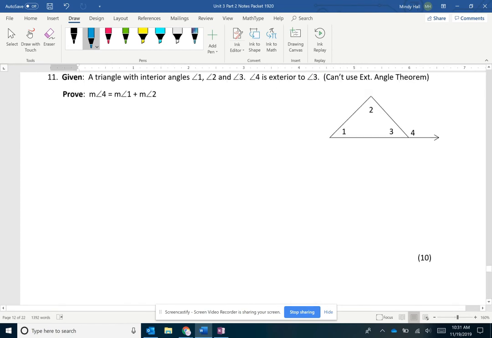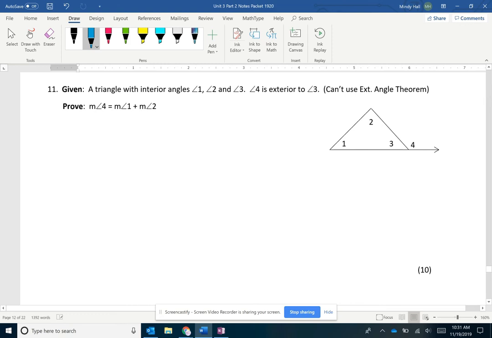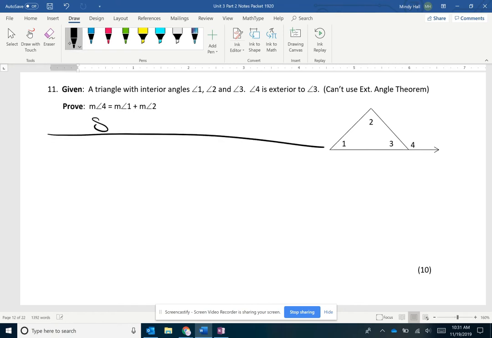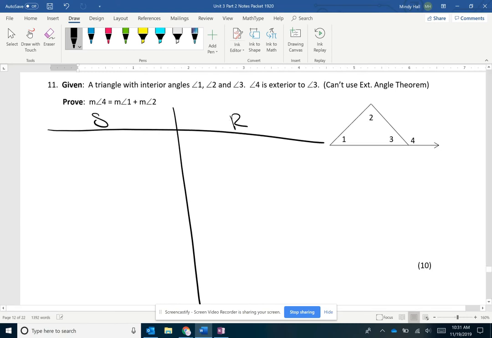So then for number 11, we have a triangle with the interior angles again, and we are trying to prove that the measure of angle 4 equals the measure of angle 1 plus the measure of angle 2. Statements, reasons. So if you notice, we have triangle, interior angles, angle 1, angle 2, angle 3, and angle 4 is the exterior angle.